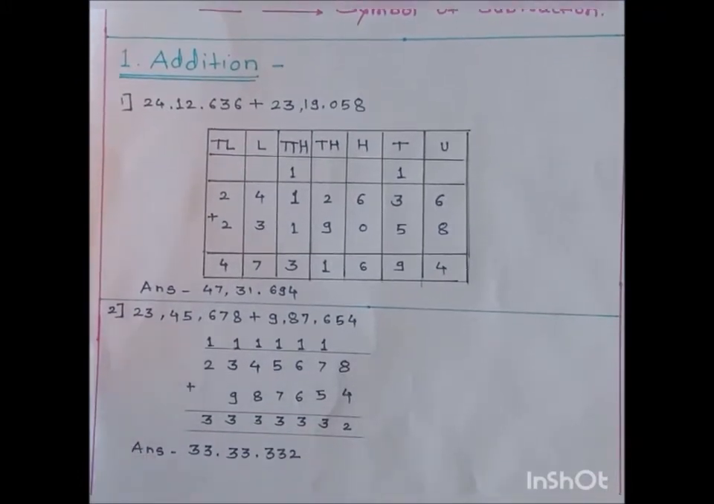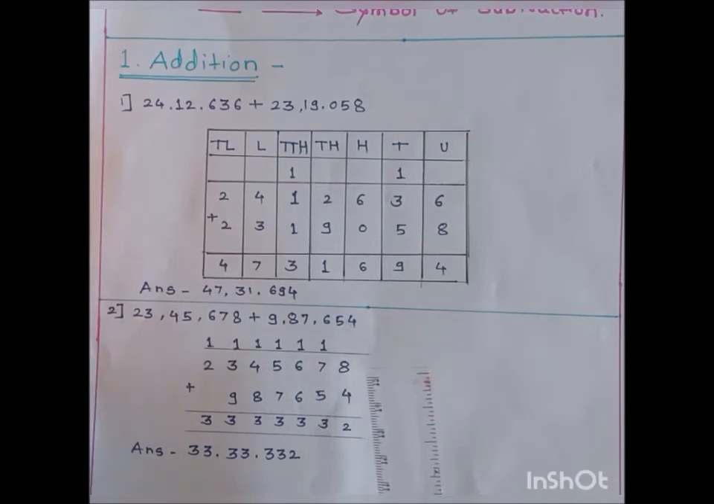Now another way to solve the addition. Second example, 23,45,678 plus 9,87,654. Now see, first we have to add the digits of unit place, that is 8 plus 4 is equal to 12, that is carry 1. 7 plus 5 is equal to 12 and carry 1 is equal to 13. Now again we have to add the digits.